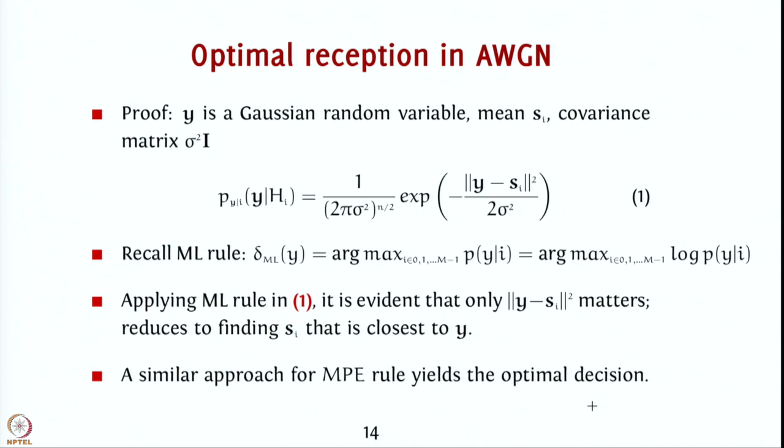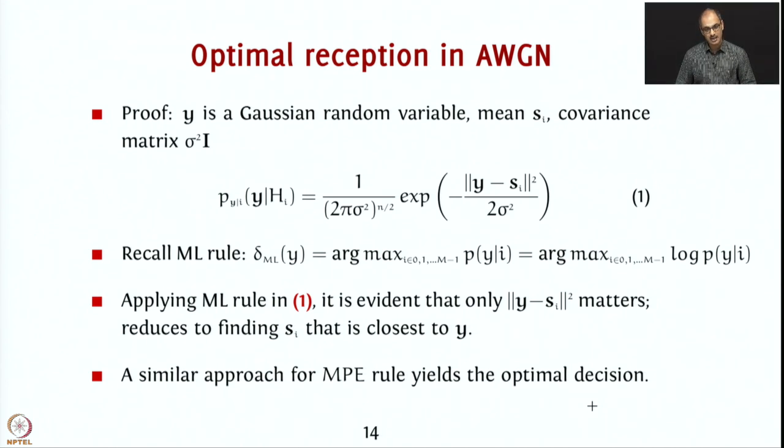So if you want a formal proof of this, it is just exactly what we did right now. Y is a Gaussian random variable, its mean is Si and covariance matrix is sigma square I. So if you write the distribution of Y, P of Y given I, under the hypothesis I, is 1 by (2 pi sigma square) power n by 2, e power minus norm y minus Si square. I just expanded that norm y minus Si square by applying that Cx inverse formula for you. The ML rule wants you to maximize the quantity with respect to I, and since log is monotonic, you can maximize with respect to the log of this function as well. So you can clearly see that only y minus Si matters.